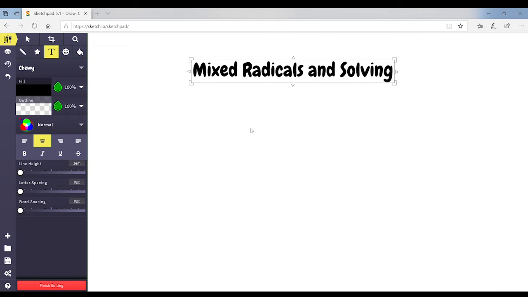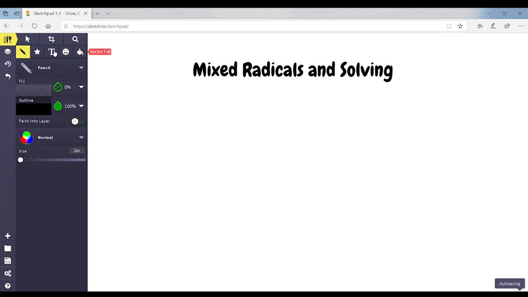Okay, so today we're going to try to learn how to convert mixed radicals into just radicals and solve those radicals. Let's start with mixed radicals. A mixed radical is something where you have a constant, something that's not under a radical, and something that is under a radical. So let's say it's 2 times the square root of 4.